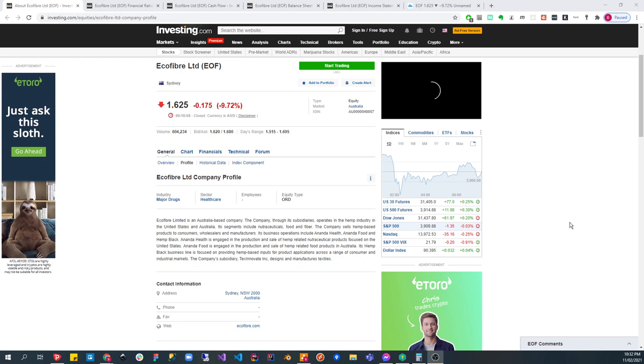According to this particular profile, this Australian company operates in the nutraceutical and food and fiber segment of the cannabis sector. Nutraceuticals are basically products that have other health benefits beside their nutritional values. It does hemp products also. Hemp is used for rope, I believe. So that's as much as I know about the cannabis industry.